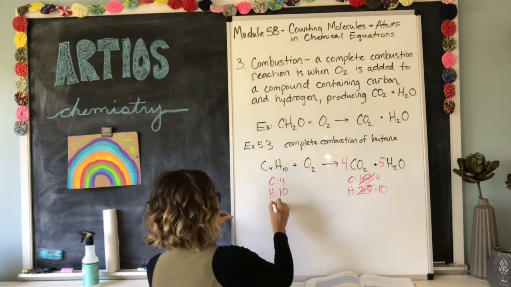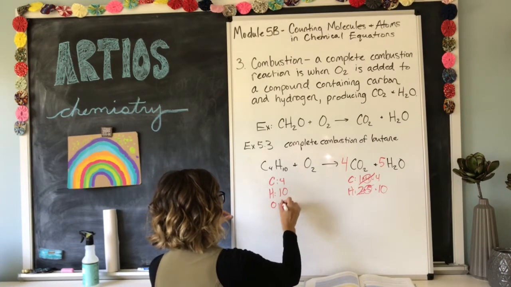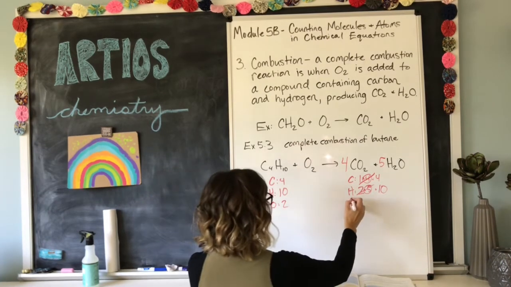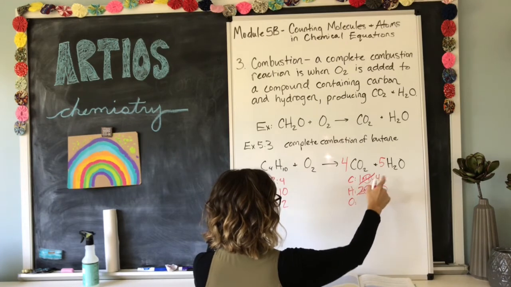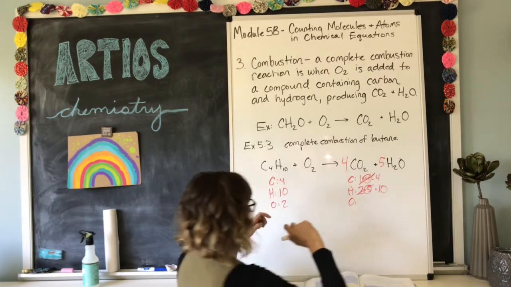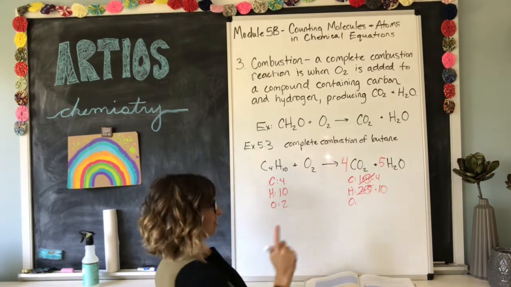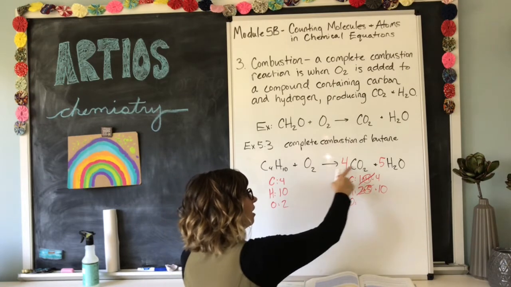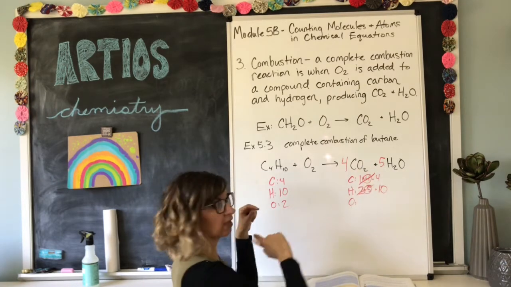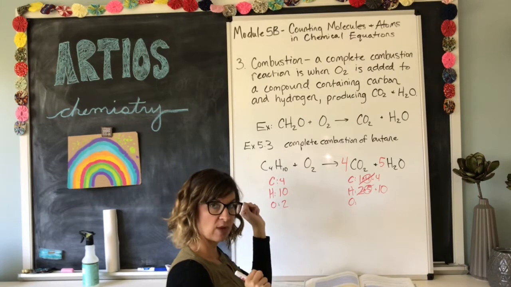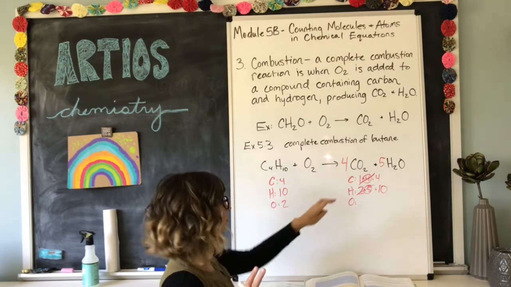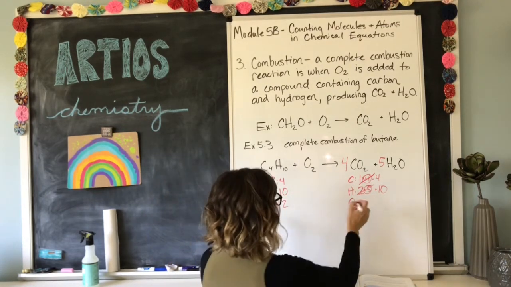Oxygen is where it gets a little tricky. Oxygen, there's 2 on the left, and on the right, there are 1, 2, we need to add them up with the coefficients. Okay, so there's 4 of this entire CO2 molecule. In each CO2 molecule, there are 2 oxygen atoms, so 4 times 2 is 8.